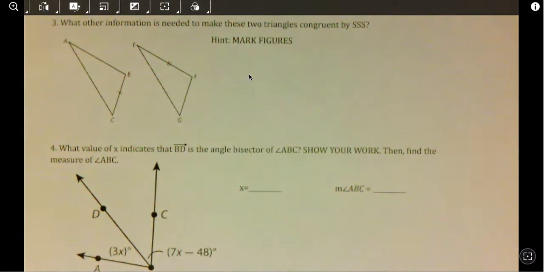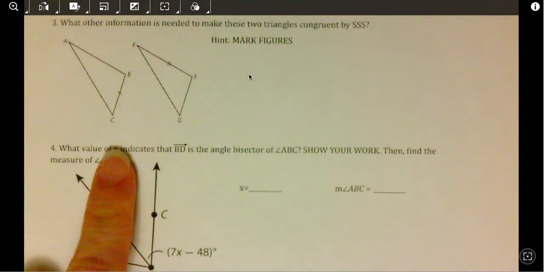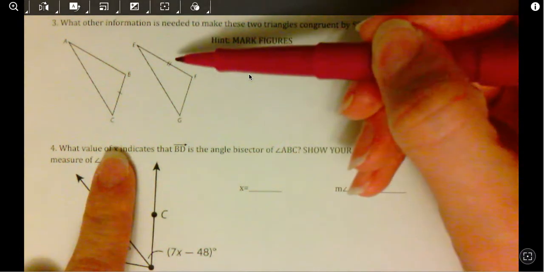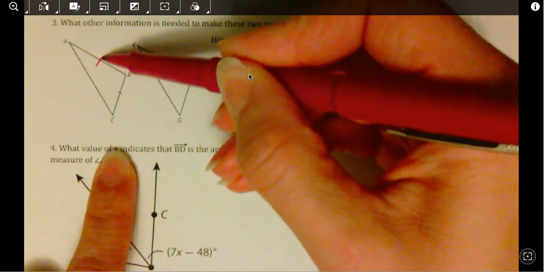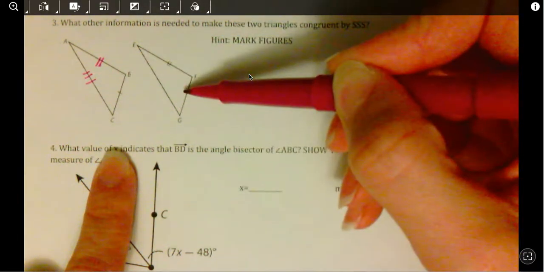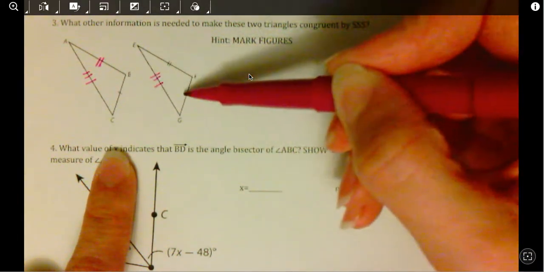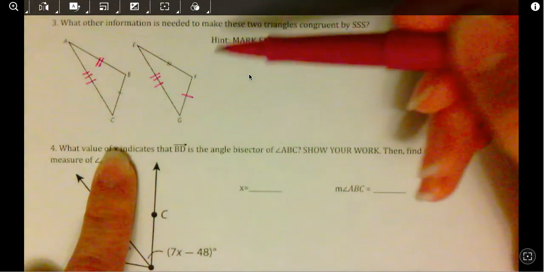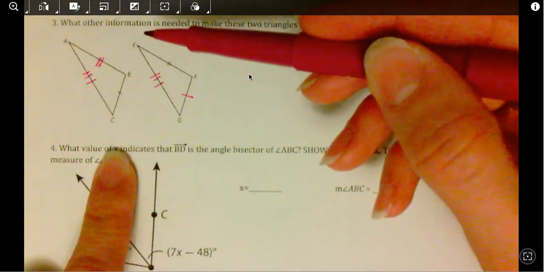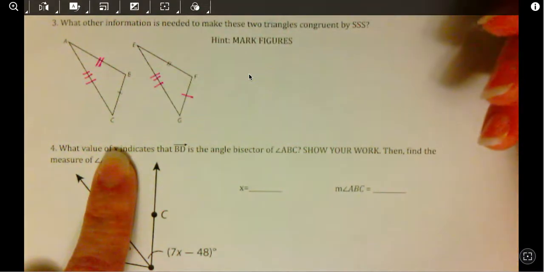But this problem says, what other information is needed to make these two triangles congruent by side, side, side? So you have some information already there. You have BC marked and you have EF marked, but they aren't marked congruent. So you need to figure out which sides are corresponding and then state that those sides all need to be congruent. This is helpful on the quiz. If you at least did this, that got you some credit.